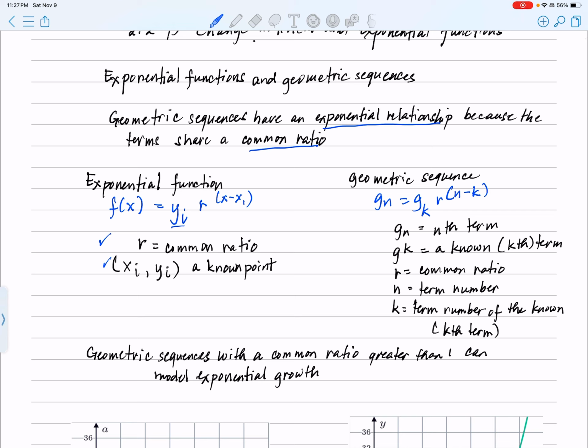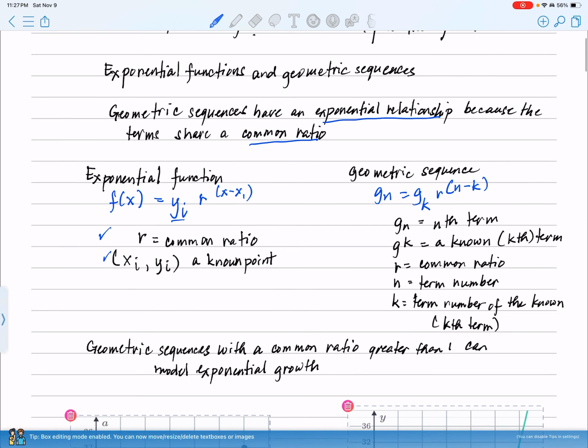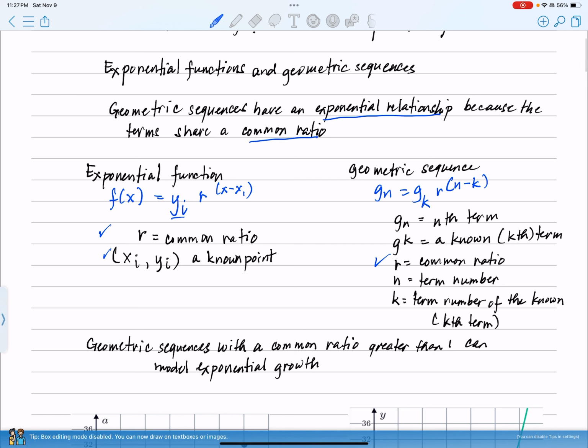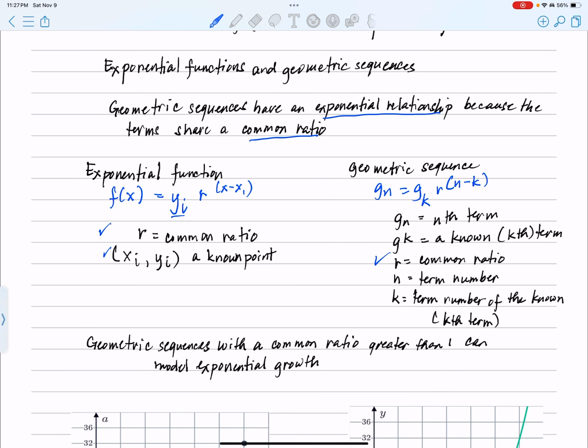In exponential, we have a common ratio, and in geometric as well, there is a common ratio. So that's why there is an exponential relationship, because the terms share a common ratio. That is what we mean by that. And you have r, the ratio, raised to n minus k, while the r in exponential is raised to x minus x sub 1. So there is a certain point, but this is about the term.